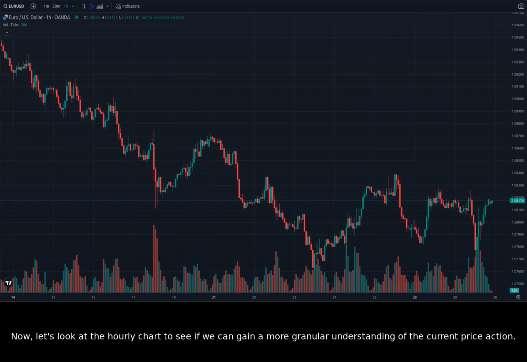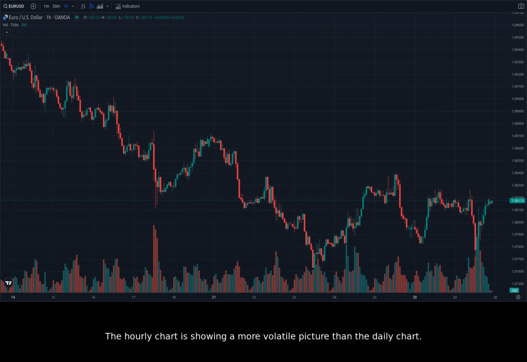Now, let's look at the hourly chart to see if we can gain a more granular understanding of the current price action. The hourly chart is showing a more volatile picture than the daily chart. While there's still evidence of a downtrend, we see signs of consolidation and sideways movement. The price is currently trading within a range, bouncing between support levels at 1.0940 and resistance at 1.0970.